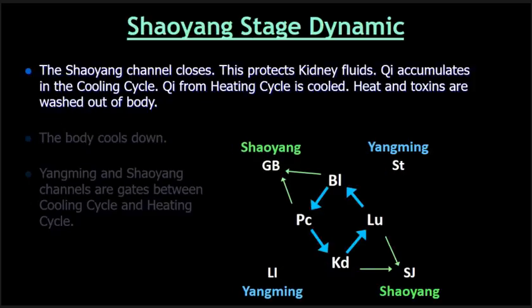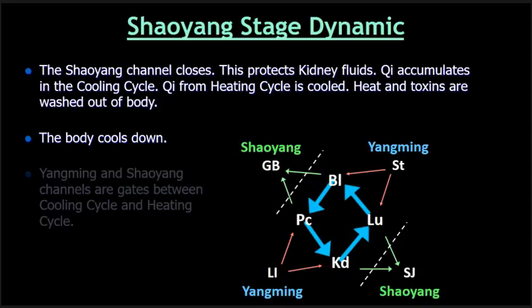Shaoyang stage dynamic. The Shaoyang channel closes. This protects kidney fluids. Qi accumulates in the cooling cycle. And now the qi from the heating cycle is cooled because the Yangming stage is still open. You'll see that here. So heat and toxins are washed out of the body. So this is the Shaoyang stage where the Shaoyang is closing down.